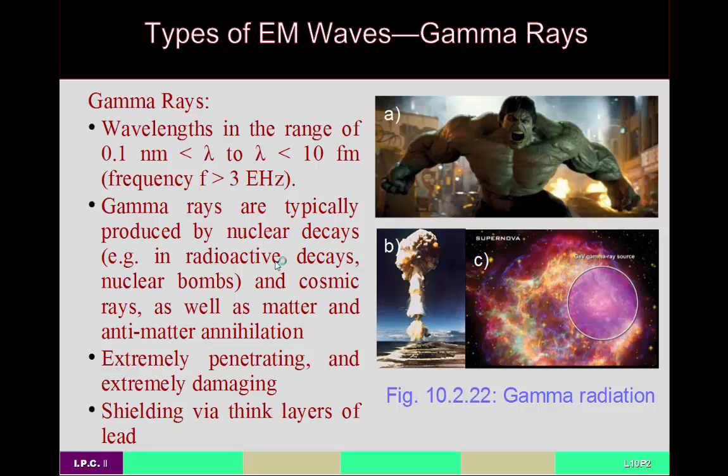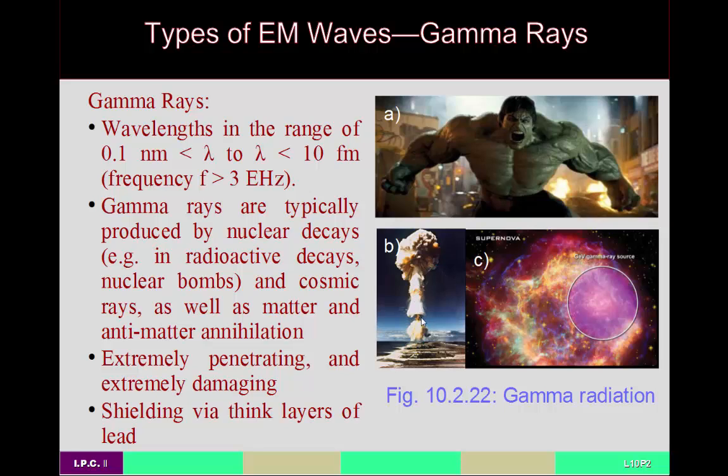Last but not least, you have gamma rays. So a gamma ray is basically everything else. It's everything at the very shortest wavelengths. I guess we must have detected stuff to less than 10 femtometers. What they're associated with are things like nuclear decays.